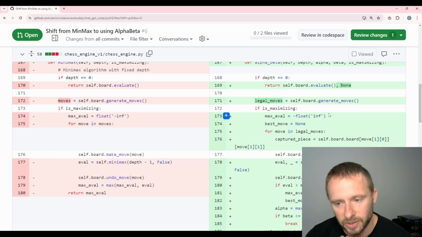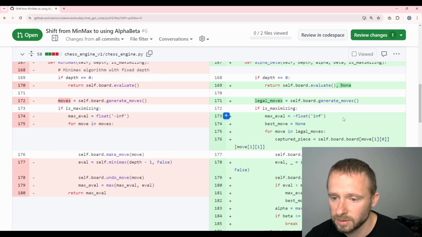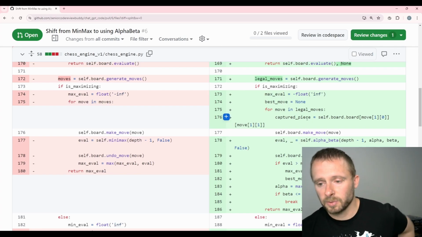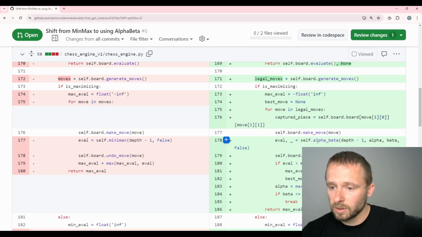So yeah, max evaluation is negative infinity. We have our best move. There is no best move to start. So we start by looking at move in legal moves. So yeah, we see if there's a captured piece. Make the move. Okay, so basically what's happening here is we get our captured piece. We make the move. We go one layer deeper with this current board. And then we undo the move, which is what we need the captured piece for.